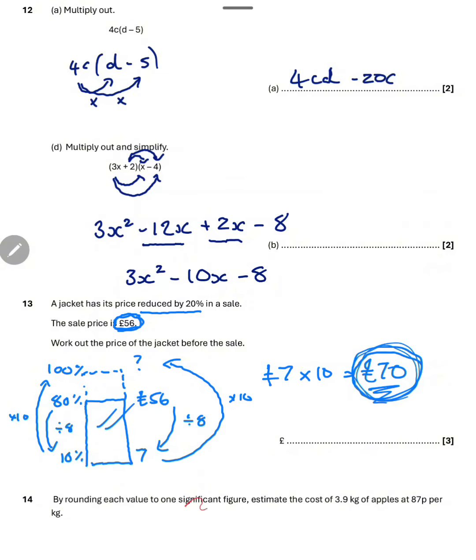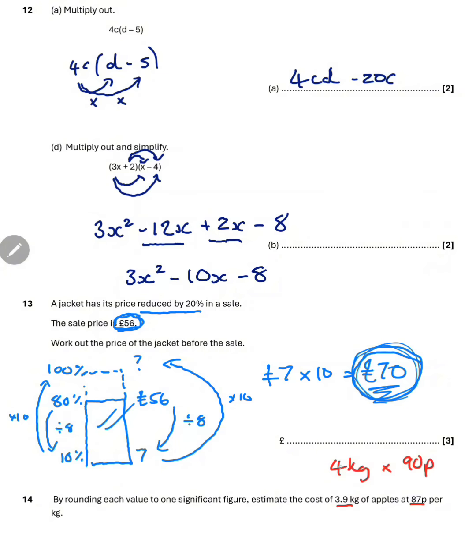And then question 14 says, by rounding to one significant figure, what is the cost of 3.9 kilograms of apples at 87 pence per apple? Well, one significant figure would be 4 kilograms, and 87 pence per kilogram, sorry, not per apple, would be 90p.